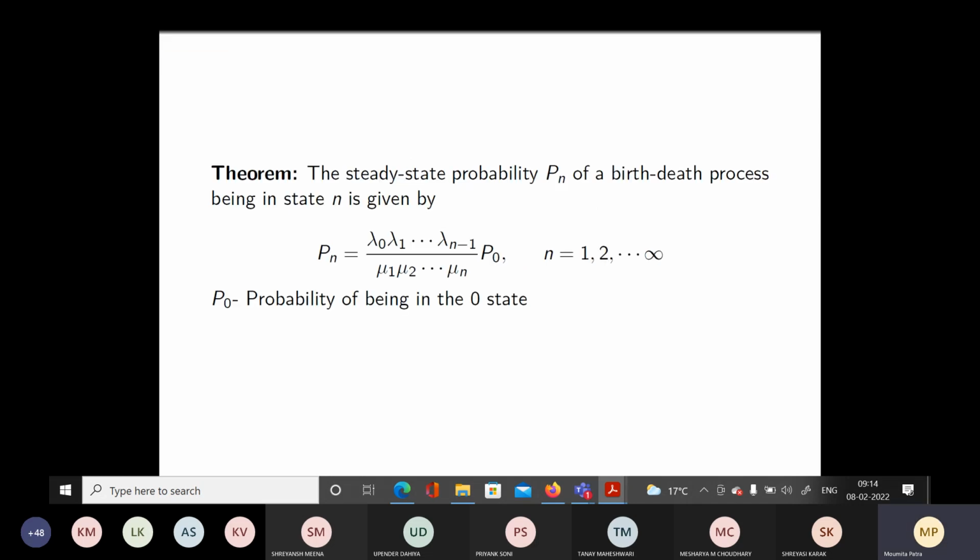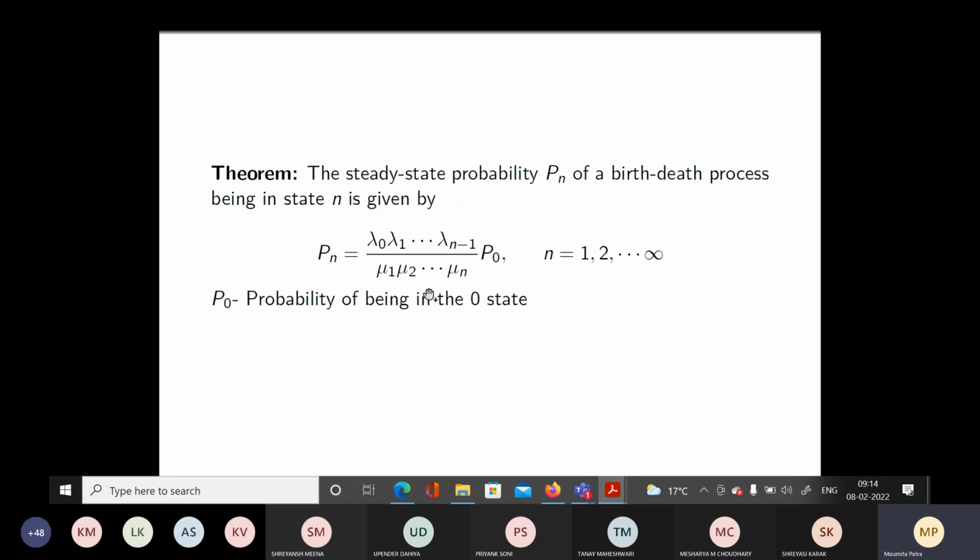So we need to first get a proof of this theorem. Okay, this also I am sure you remember from yesterday, because we had found out yesterday the steady state probability Pn of being in state n. And we had found this out as rho power n p0. And we had further found out other values.